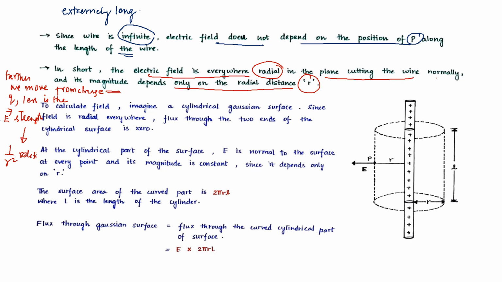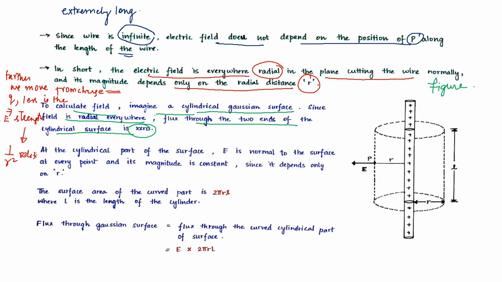Now we'll come to point number 3 on the same slide. To calculate the field, imagine a cylindrical Gaussian surface. Since the field is radial everywhere, the flux through the two ends of the cylindrical surface is 0. Why 0? For understanding that, let's come to the figure here.